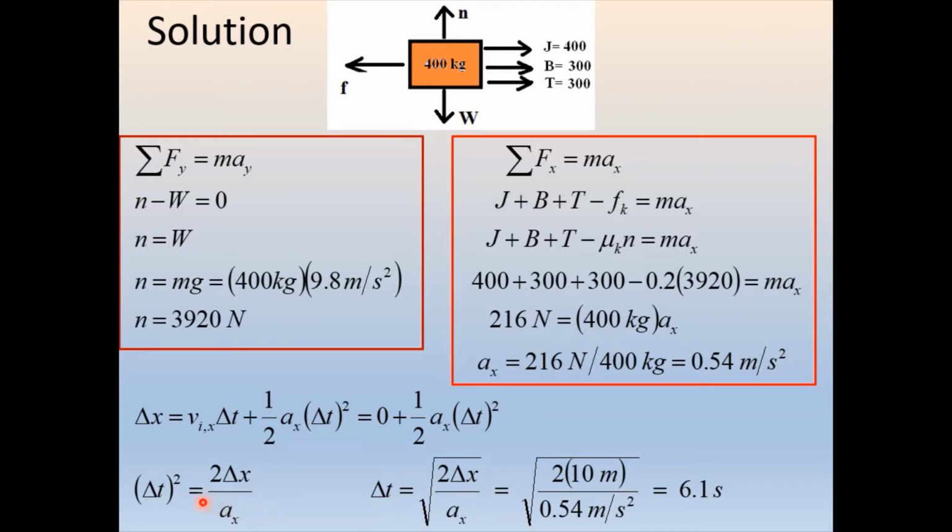Now the next step is to take the square root to get rid of that square. So the time needed is the square root of 2 times the distance it moves divided by the acceleration. And we know the distance is, remember from the problem, it said how long does it take for it to move 10 meters? So we'll put 10 in there. And the acceleration, of course, we just figured out is 0.54. So we can, again, tap this out on our calculator. Remember, we have to take the square root of the answer there, and it'll turn out to be 6.1 seconds. So there is our final answer.